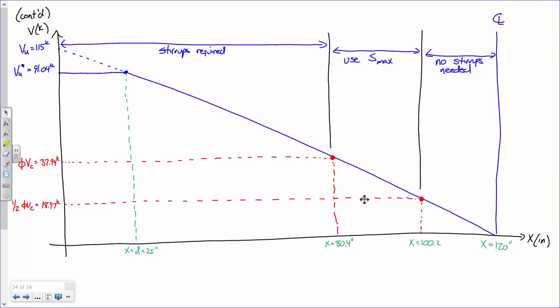Now, how am I constructing this dotted line? It's just, all this is at the same slope. So imagine this at the same slope, just drawn up, and you get 115. Does that make sense?